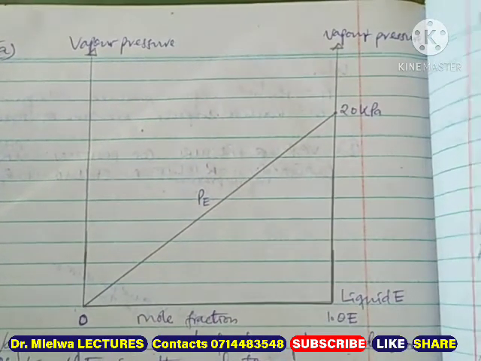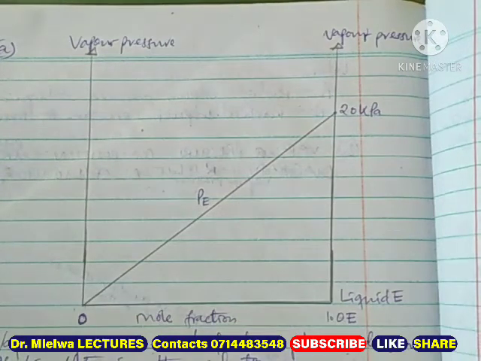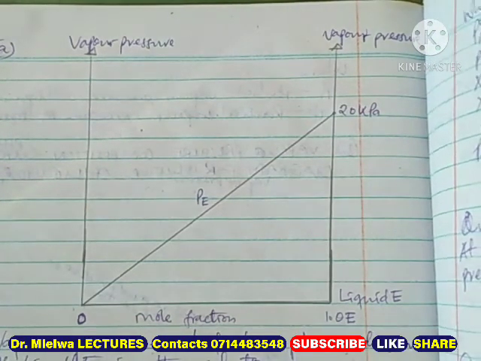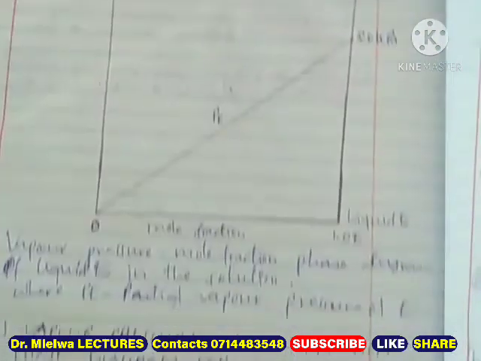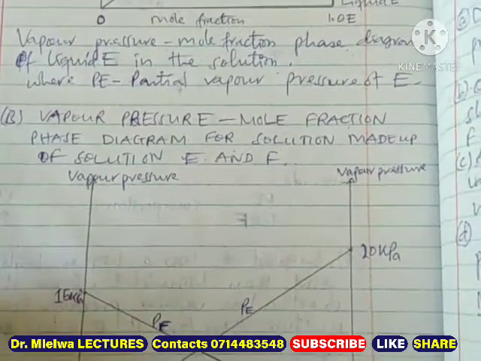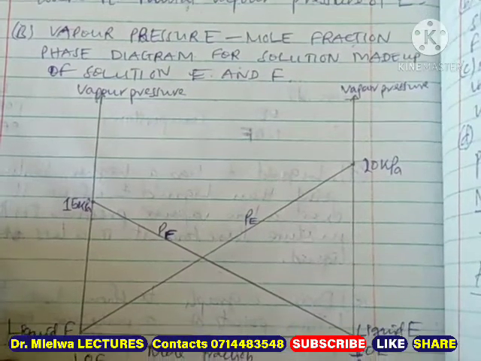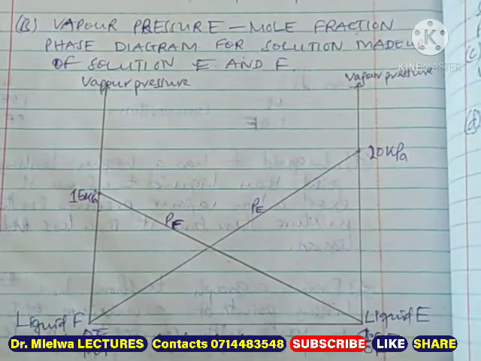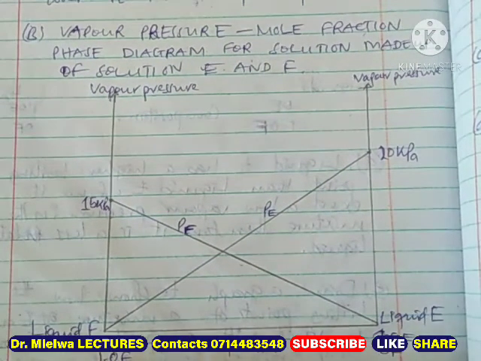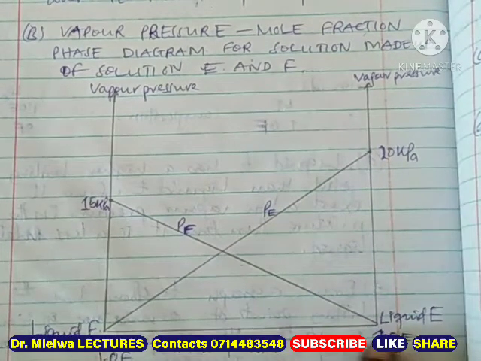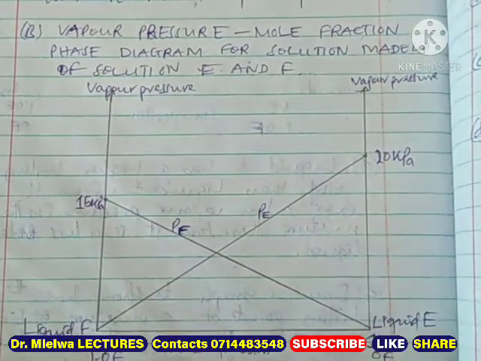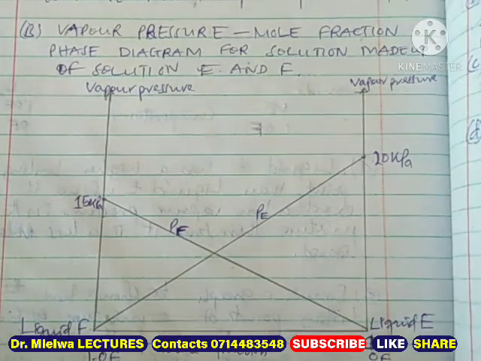Lakini in part B we are required to draw the variation of the partial pressure of F on the same axis. So in part B tutachora ile graph ya A, then tutaongeza nyingine ya F. So this will be the answer in part B. Unaona kwamba tumechora graph ya F, F imeanzia huku imekuja huku, ya E imeanzia huku imeenda hivi. Kwa graph zote mbili tumezichora kwenye axis moja.